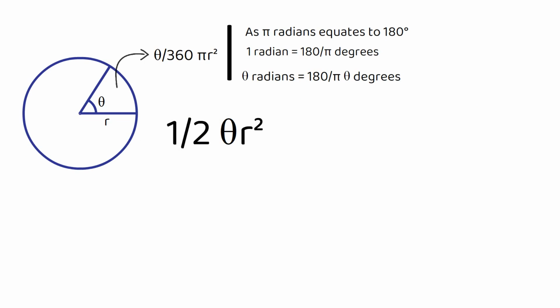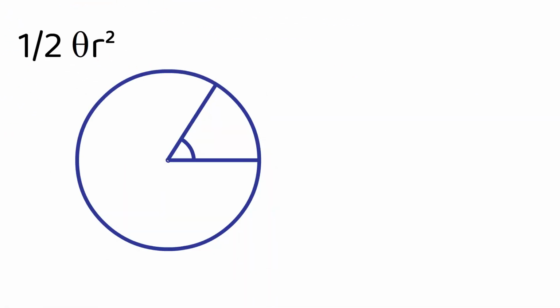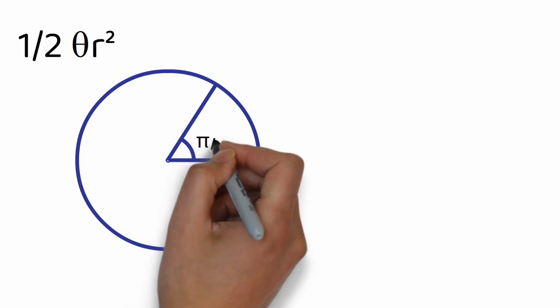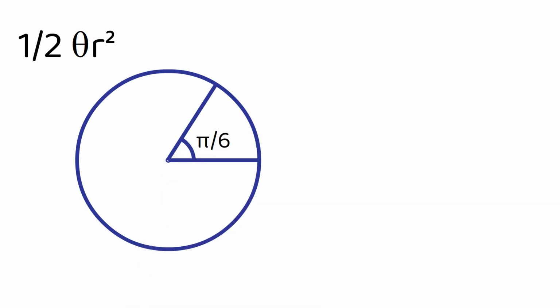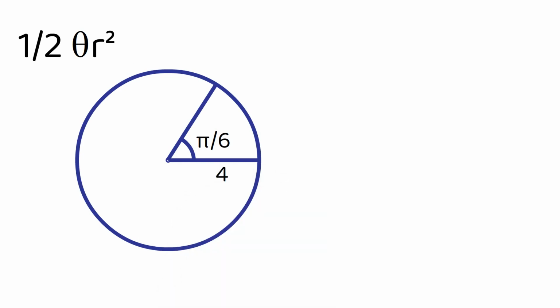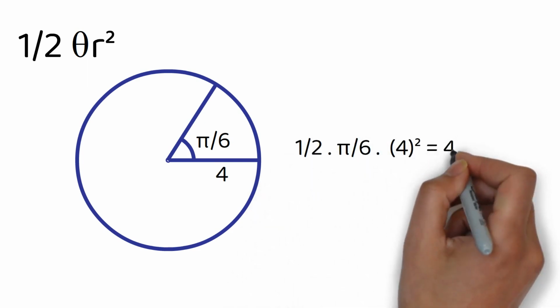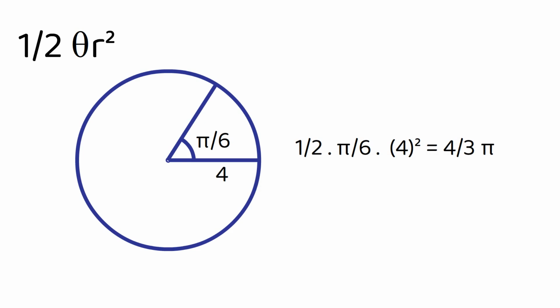Consider this sector example. For this example, we'll say the sector angle is measured in terms of radians and given to us as pi over 6, and the radius is 4 units. Using the formula, the area of the sector is 1/2 times pi over 6 times 4 squared, and when you multiply it out, you get 4/3 pi.